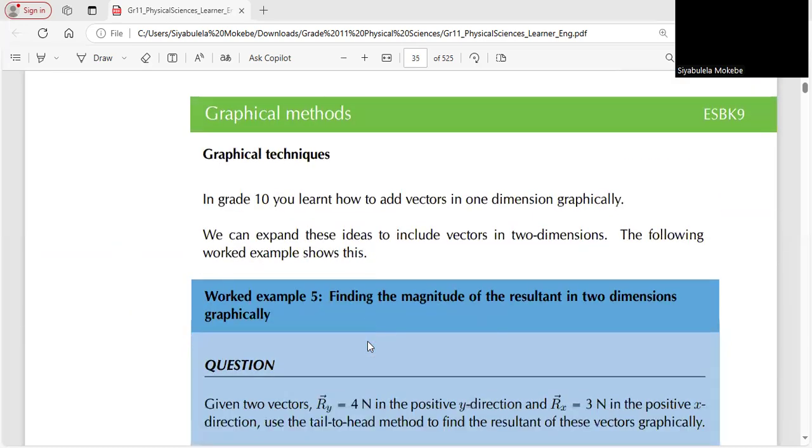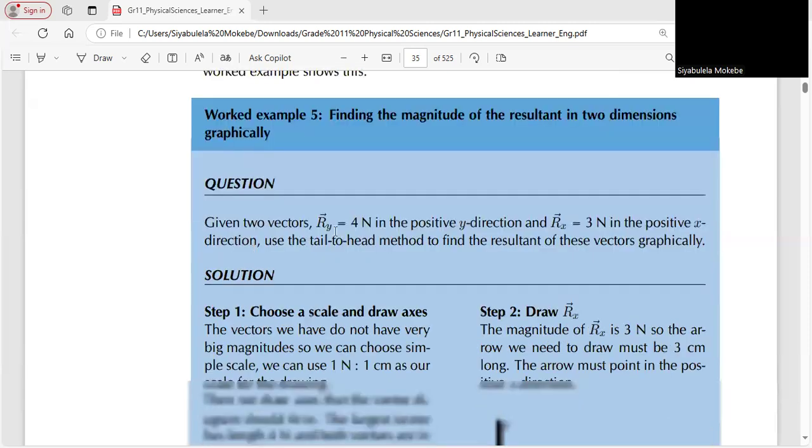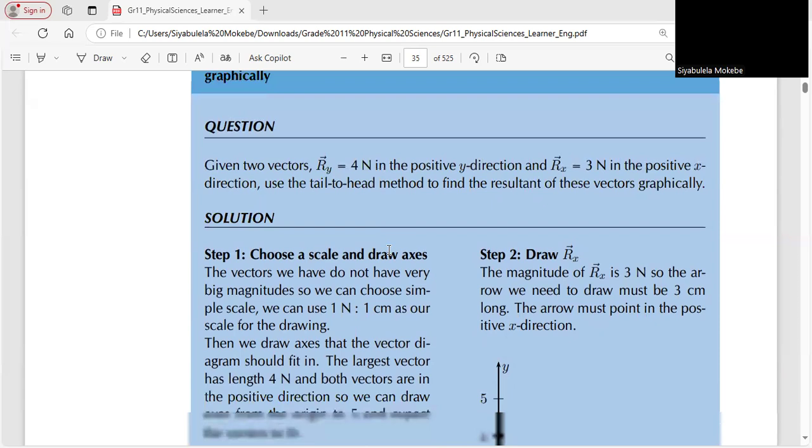Now let's look at graphical methods. Graphical techniques. In grade 10, we learned how to add vectors in one dimension graphically. We can expand these ideas to include vectors in 2 dimensions. Now the following worked example shows this. Given 2 vectors, r of y is 4 N in the positive y direction and r of x equals 3 N in the positive x direction. Use the tail-to-head method to find the resultant of these vectors graphically.